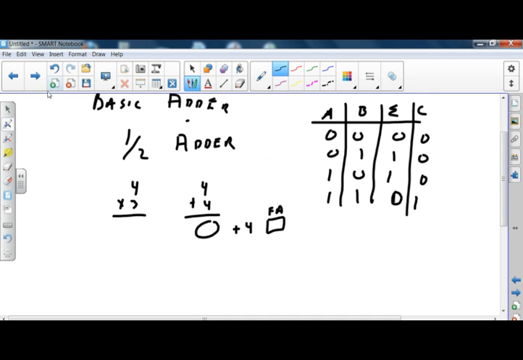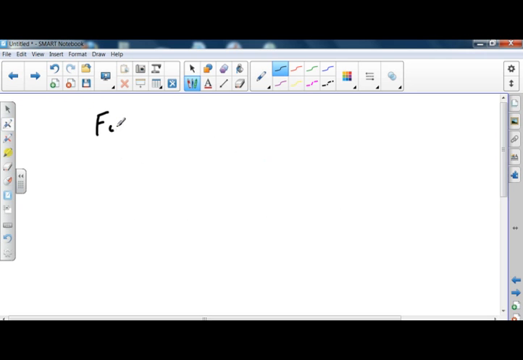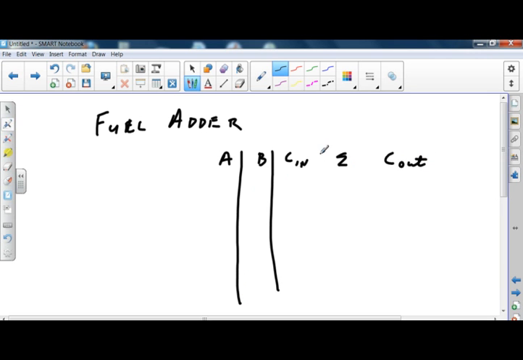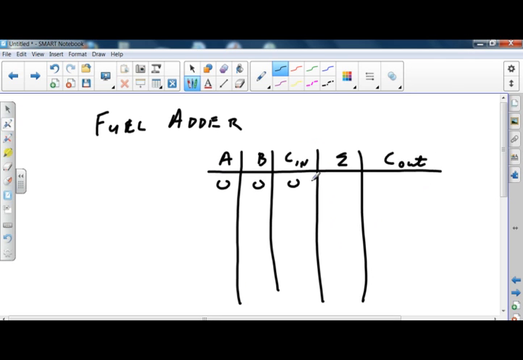All right. Now, if we have a half adder, that means we have to have a full adder too, right? Full adder. So in a full adder, we're going to have some A, some B, some carry in, and we're going to have a summation, and we're going to have some carry out. Okay, so we look at that and we say, what would that look like? 0, 0, 0, 0, 0, 0, 0, 1, 1, 0.